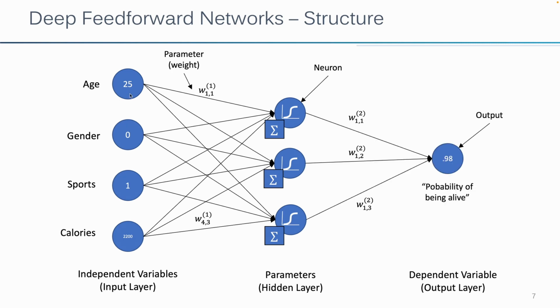And then the last layer, this is our dependent variable. We actually want to have one probability, and that's the probability of someone being alive.